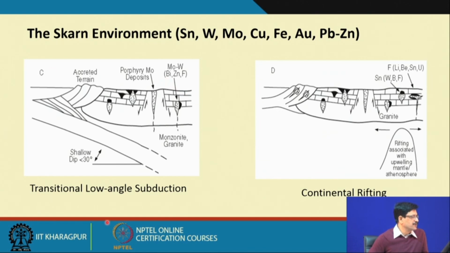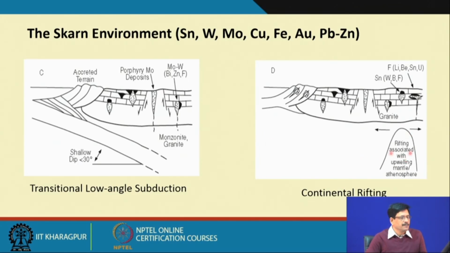This situation, which corresponds to a transitional low angle subduction, gives rise to the molybdenum, tungsten, bismuth, zinc, fluorine kind of skarn in monzogranite, and also these are the ones which are for the porphyry molybdenum deposit, and the last one which can also be there, the skarns which are in continental rifting.